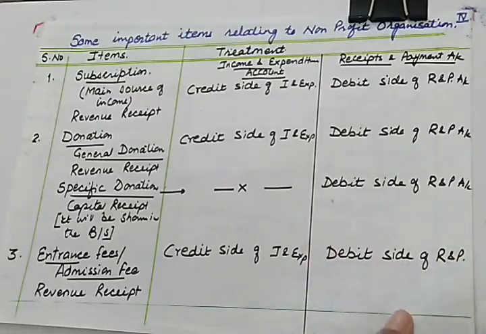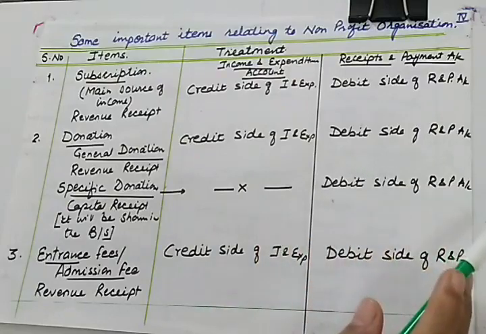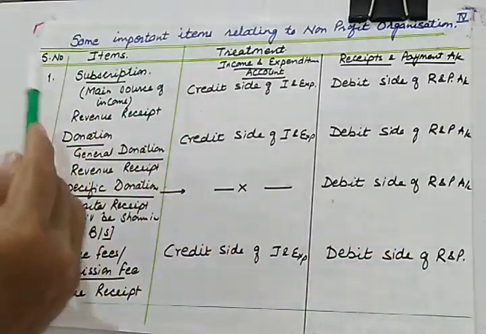We have already covered that there are three financial statements which we will be preparing. First is receipt and payment, then income and expenditure, and then the balance sheet. So let us study the first item.